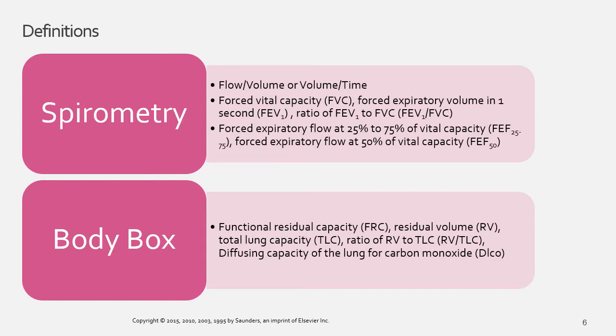Lung volumes are described as measurements of thoracic gas volume, functional residual capacity, residual volume, total lung capacity, and the ratio of RV to TLC. These can all be done with a body box or body plethysmography. Diffusing capacity of the lung for carbon monoxide, or DLCO, is important to look at how much oxygen the body can take up, which we can also do with body plethysmography.